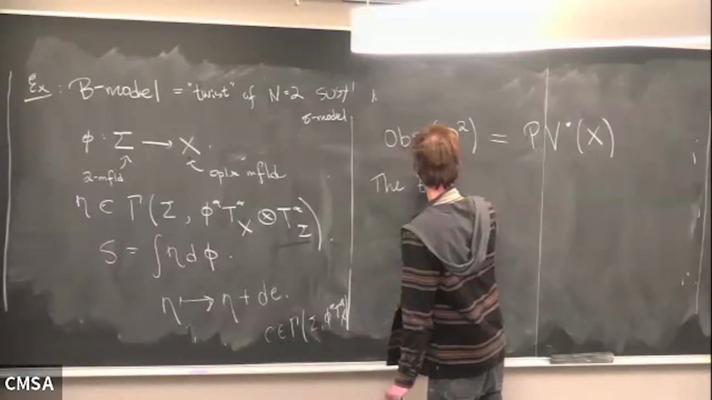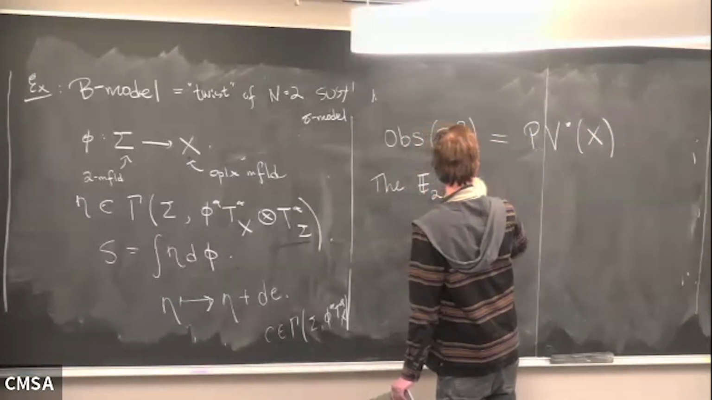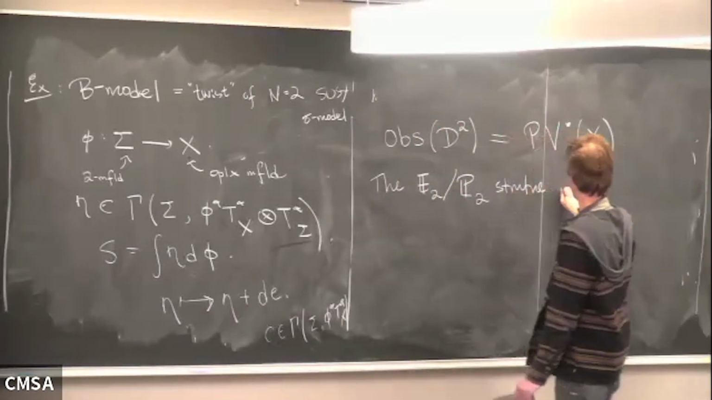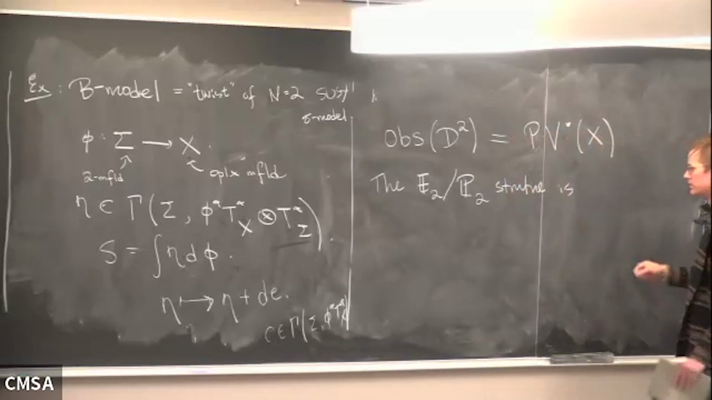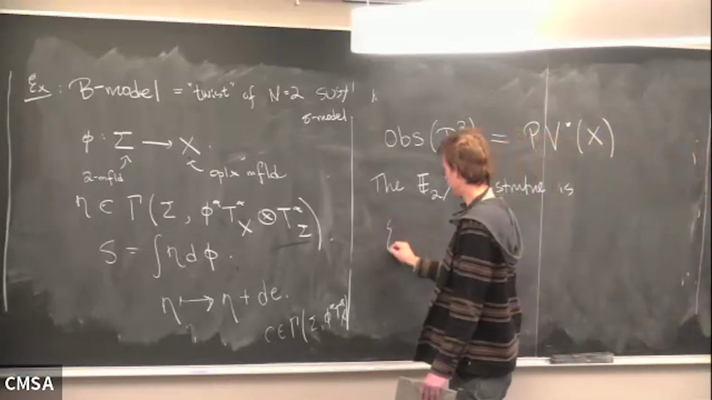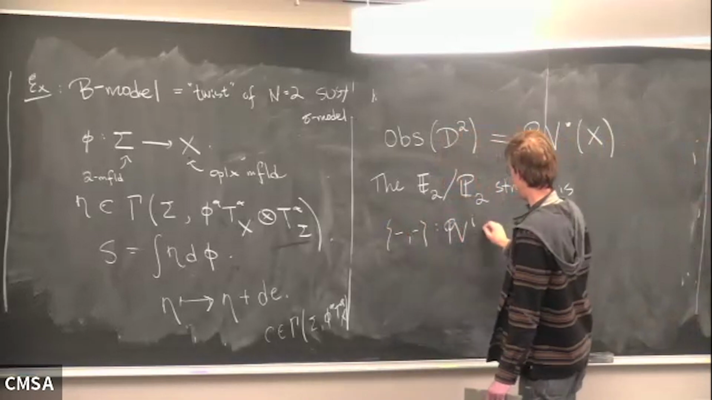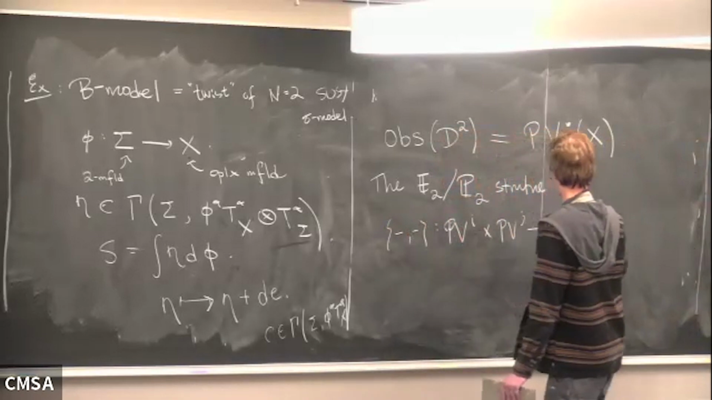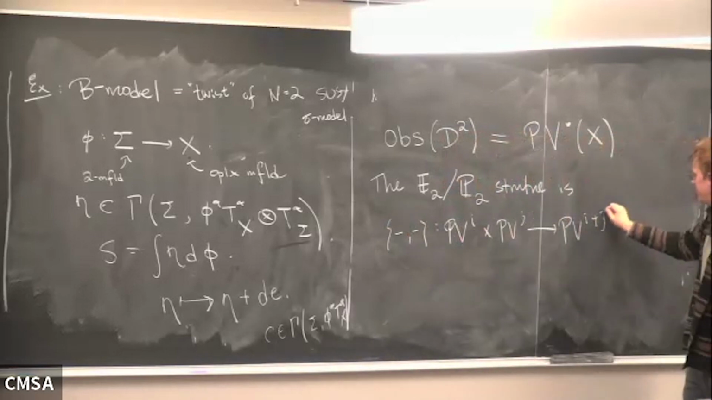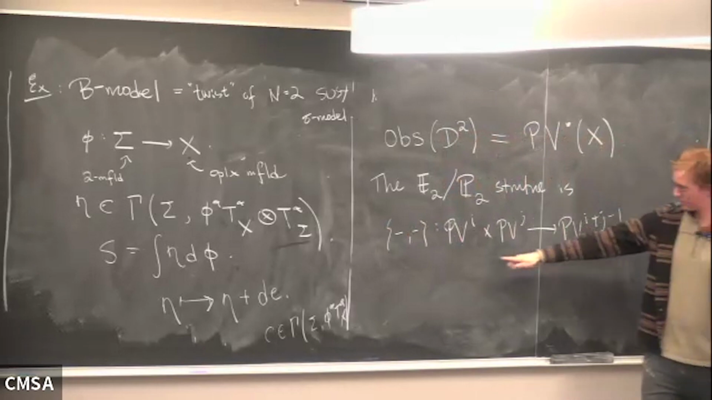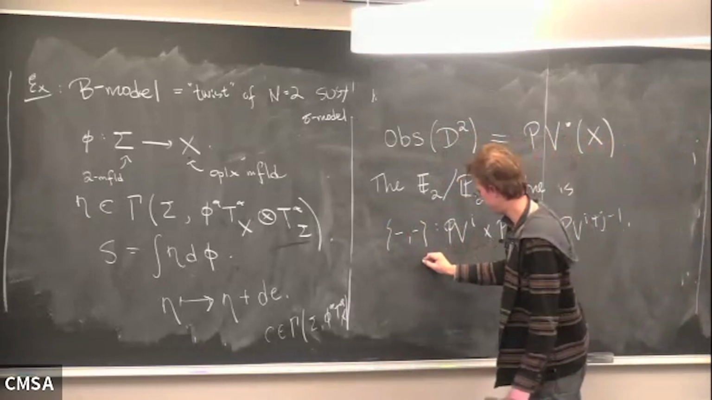So the E2 or P2 structure here is in the form of a bracket, which goes from PV^i times PV^j to PV^(i+j-1). And this is a well-known geometric object called the Schouten bracket.